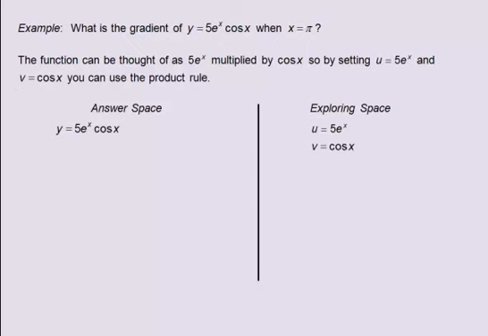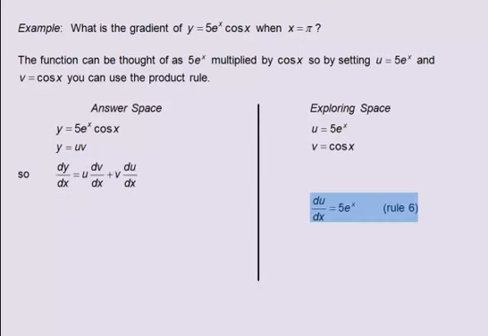By setting u equals 5e to the x and v equals cos x, y equals u multiplied by v. So, you can use the product rule to differentiate. Dy by dx equals u multiplied by dv by dx plus v multiplied by du by dx. Differentiating u with respect to x using rule 6 gives 5e to the x. Differentiating v with respect to x using rule 5 gives minus sin x.